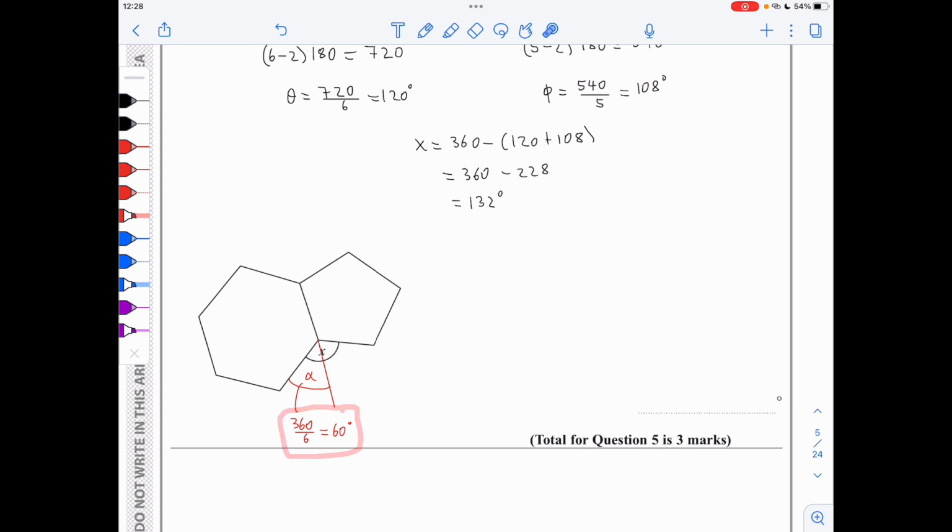So that's 60. And then over here, we can call this beta. It's the exterior angle of a regular pentagon. So it's going to be 360 divided by 5, which is 72. And therefore, we can conclude again that x will be 60 plus 72, which is 132 degrees.